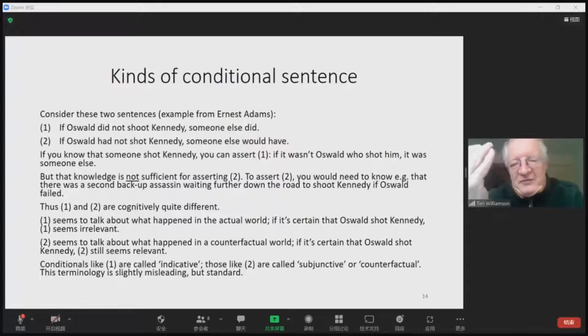Yes, so there isn't really a proper subjunctive tense in English, so that's bad terminology, and I could explain it possibly later, but the counterfactual is also a somewhat misleading term, but these are the standard terms to use, so we'll still use them.